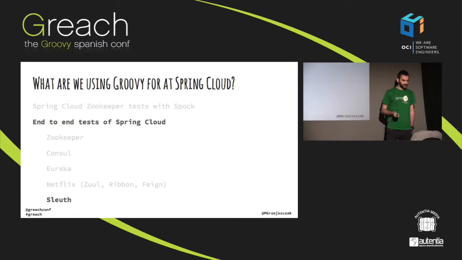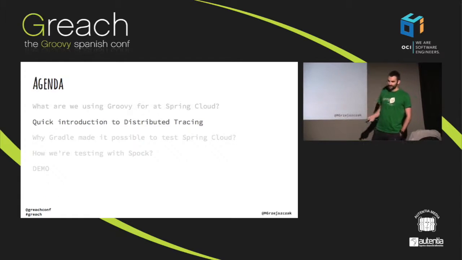Okay, so let's start with the first one. What are we using Groovy for at Spring Cloud? There's one project from what I know, it's called Spring Cloud Zookeeper, for integration with service discovery called Zookeeper. Over there, I've written Spock tests. So I think this is the only project where we don't have any or very little JUnit tests. But other than that, we are doing end-to-end tests of Spring Cloud. And what are we testing with those end-to-end tests? All the service discoveries that we have: Zookeeper, Consul, Eureka.